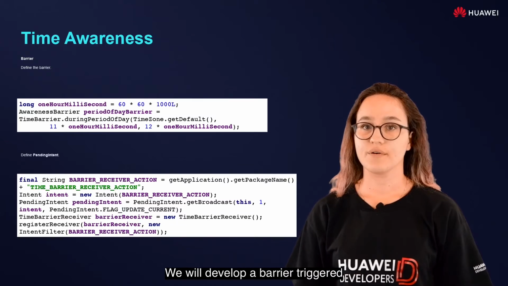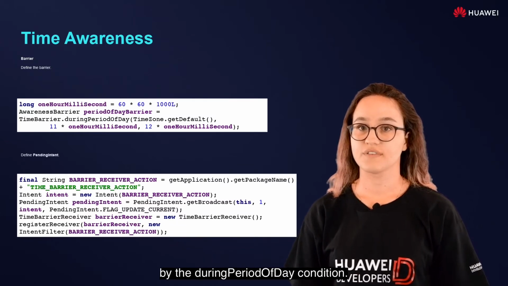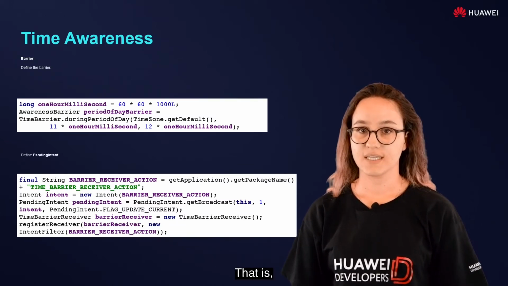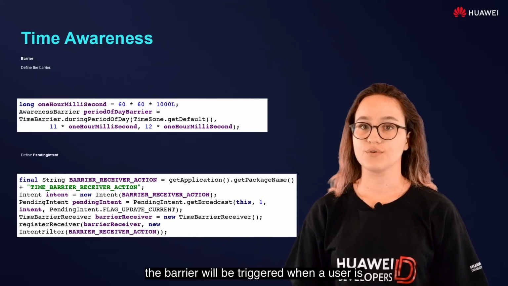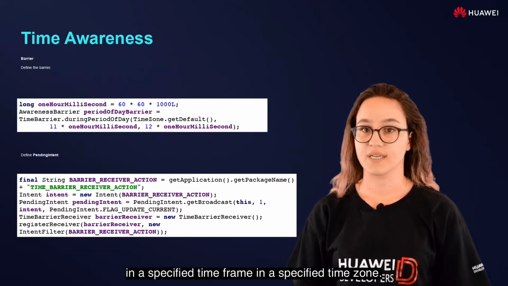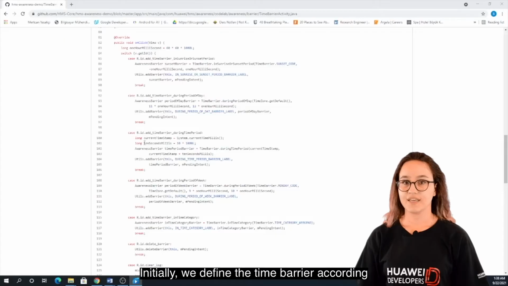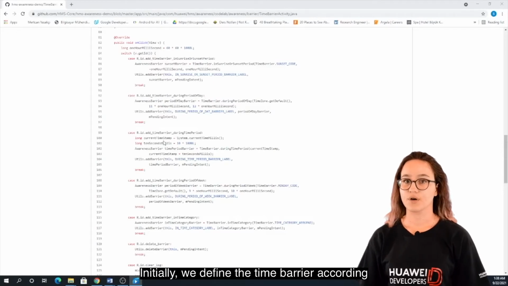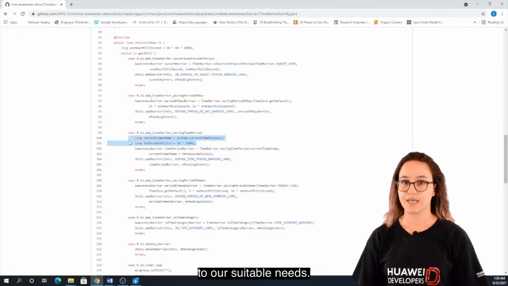We will develop a barrier triggered by the during period of day condition. That is, the barrier will be triggered when a user is in a specified time frame in a specified time zone. Initially, we define the time barrier according to our suitable needs.